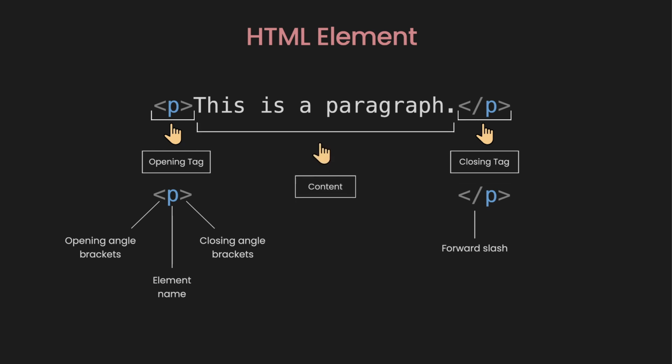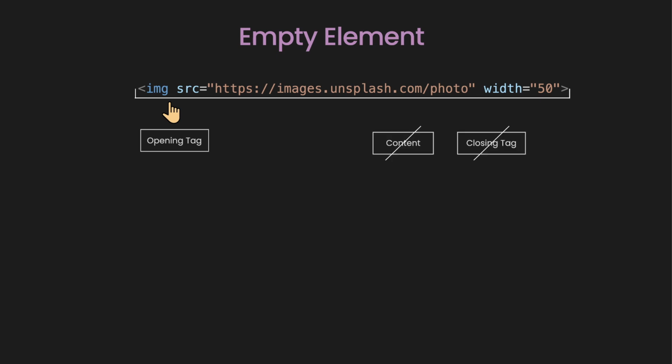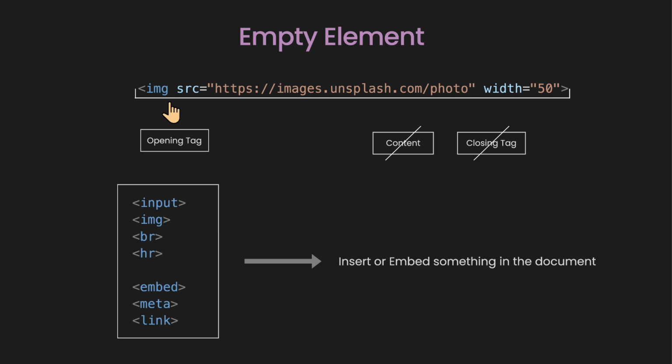Everything inside the opening and closing tag is the content, but not all the elements follow this pattern. We call these empty elements. It only consists of a single tag or an opening tag that cannot have any content. These elements are typically used to insert or embed something in the document. For example, the image element is used to embed an image file, and the input element is used to insert an input onto the page.